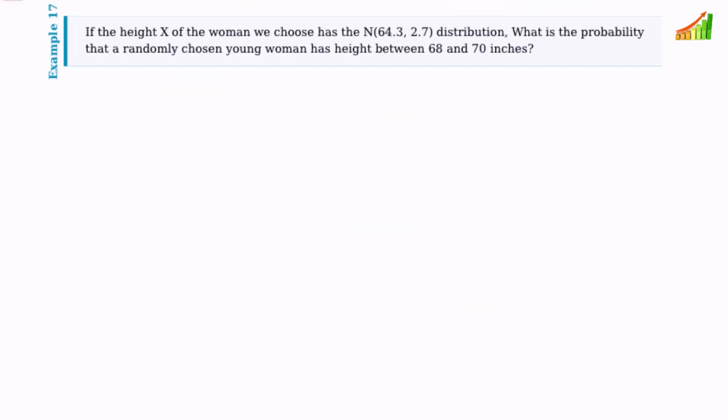Example 17. If the height x of the woman we choose has the normal distribution, right? I use x, then normal distribution 64.3 and 2.7. What is the probability that a randomly chosen young woman has height between 68 and 70 inches?